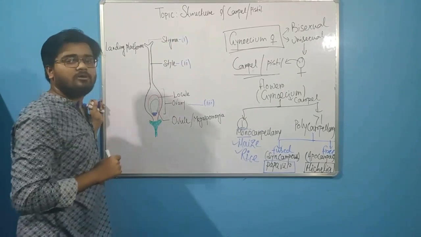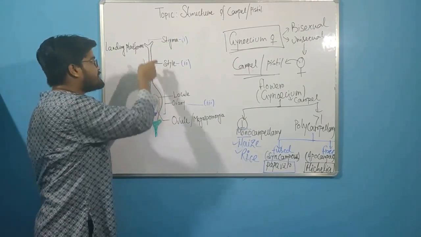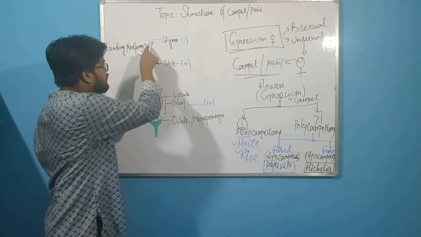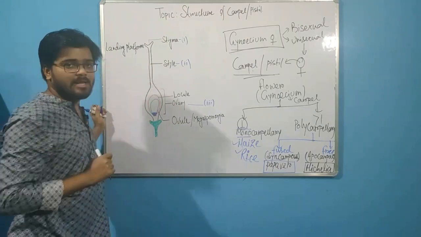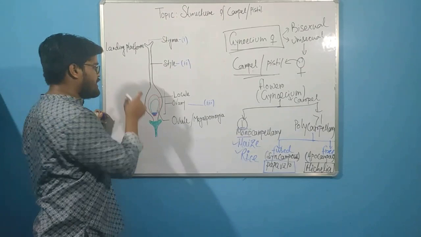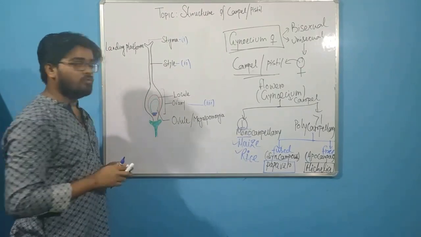Now what is the function of the style? The style is actually a connection. When the pollen tube germinates, that pollen tube passes through the style. That is the only function. There is no more detailed function. Now next we move to the most important part, that is the ovary.